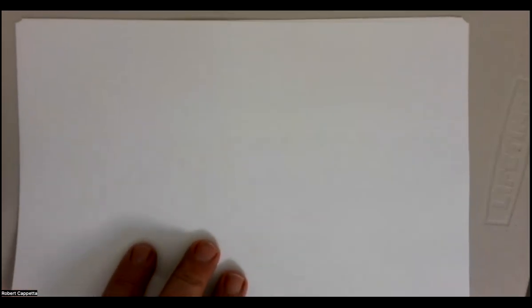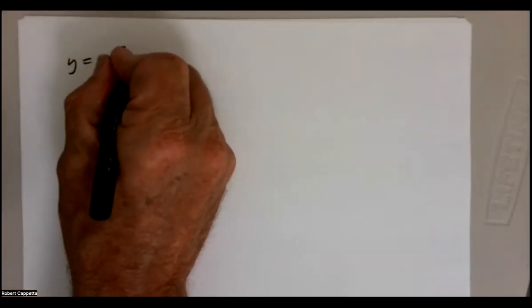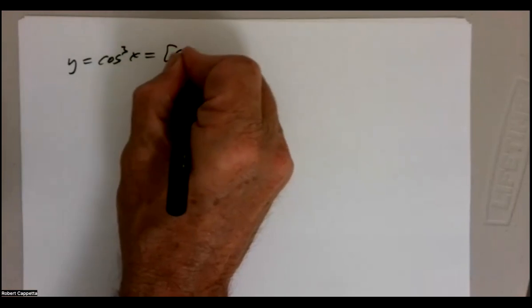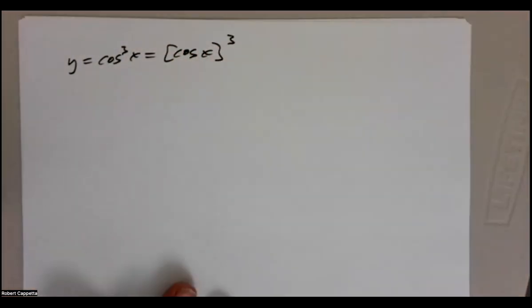Now, the next question I have is cosine cubed of x. That notation always confuses students. That means cos x to the 3rd power. That's what that notation means.